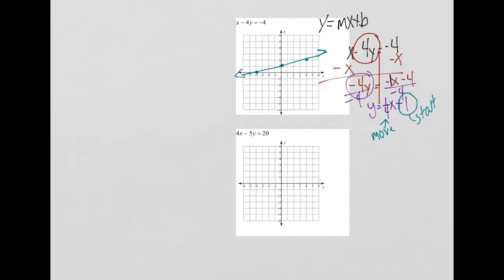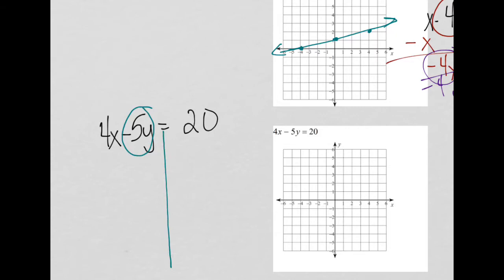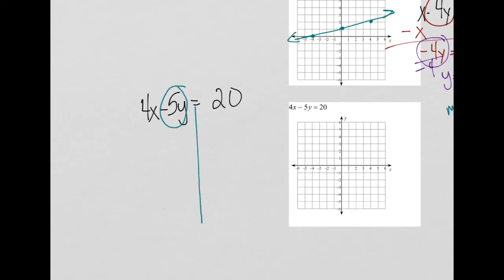Let's do another. So I have 4x minus 5y is going to equal 20. Circle what you're solving for, draw your line down. How do you get rid of that positive 4x? You subtract 4x from both sides. That gets rid of it over there, and you have negative 5y left. You have negative 4x plus 20.